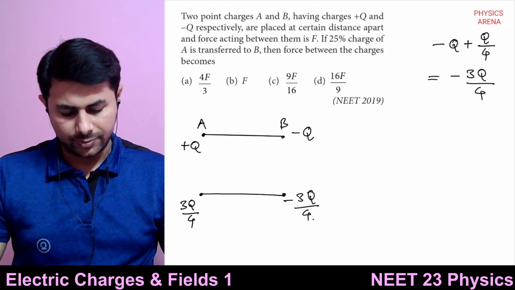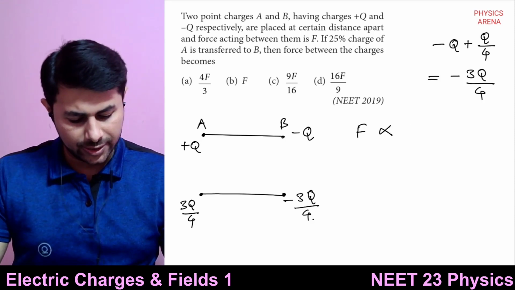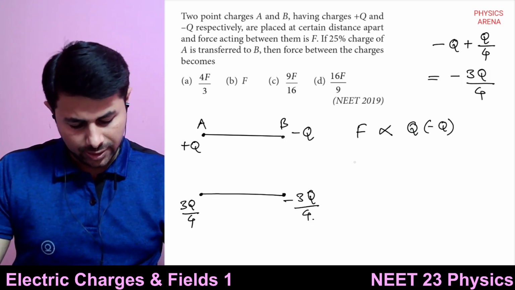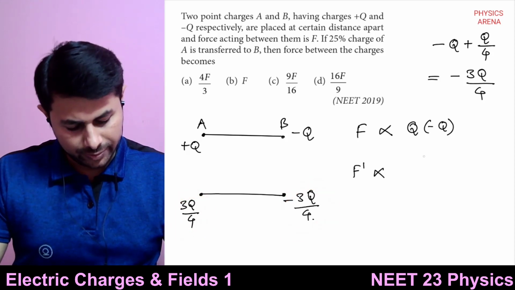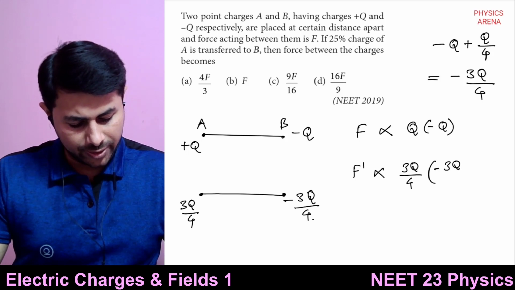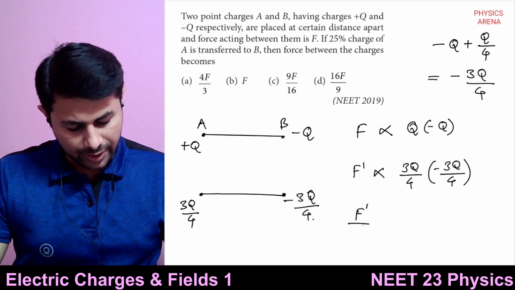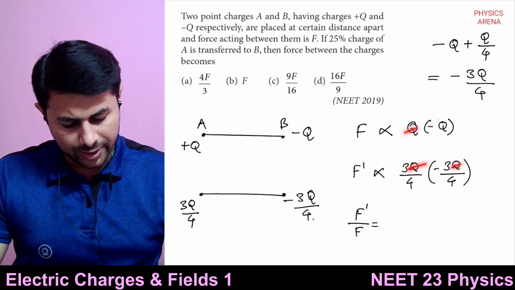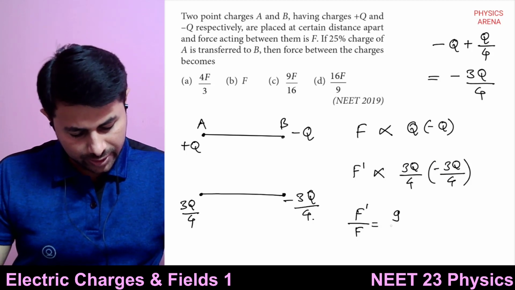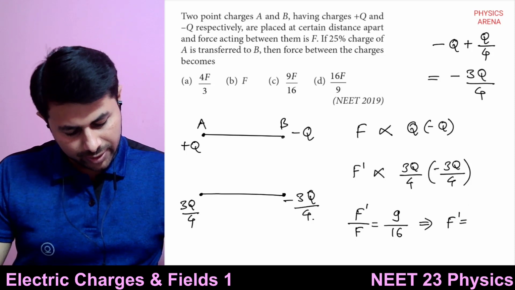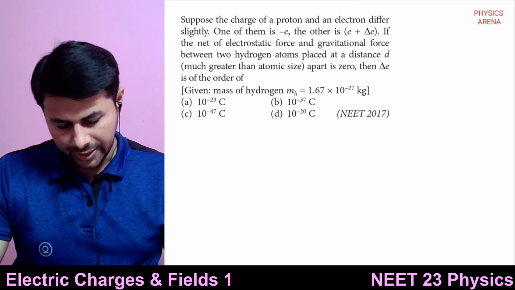Minus 3Q by 4. Okay, so if the distance is the same, this force F is directly proportional to the product of the two charges, Q multiplied by minus Q, and F dash would be proportional to what? 3Q by 4 multiplied by minus 3Q by 4. Okay, so if you divide these two, then what do you get? F dash upon F will be equal to, so this Q square and Q square, the negative sign, it will get cancelled. So it will be just (3/4) square. Okay, so it is 9 by 16. That means F dash is equal to 9F divided by 16. That is option C.